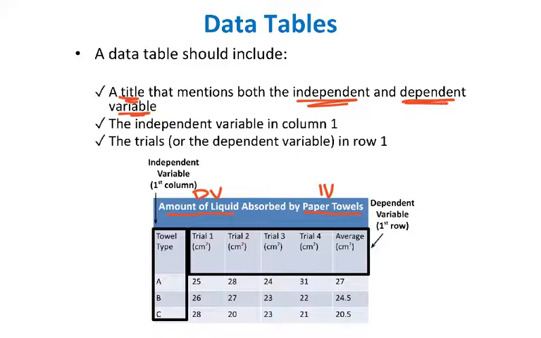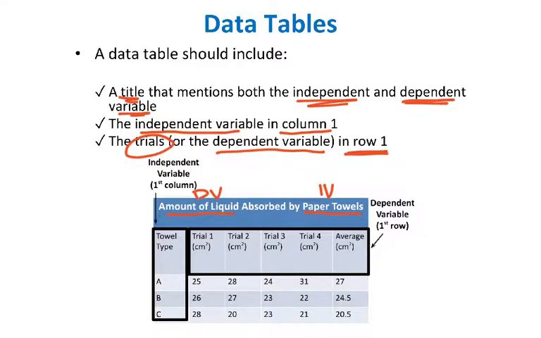The next thing that's really important to mention is that you want to put the independent variable in column 1. So I want to underline that. The independent variable in column 1, and you want to put the dependent variable or your trials in row 1. So let's look at what that means.